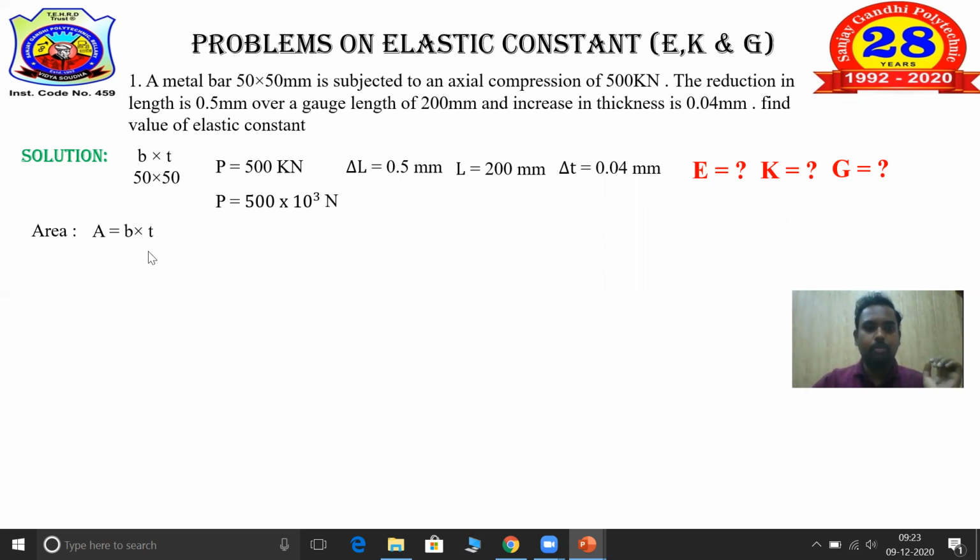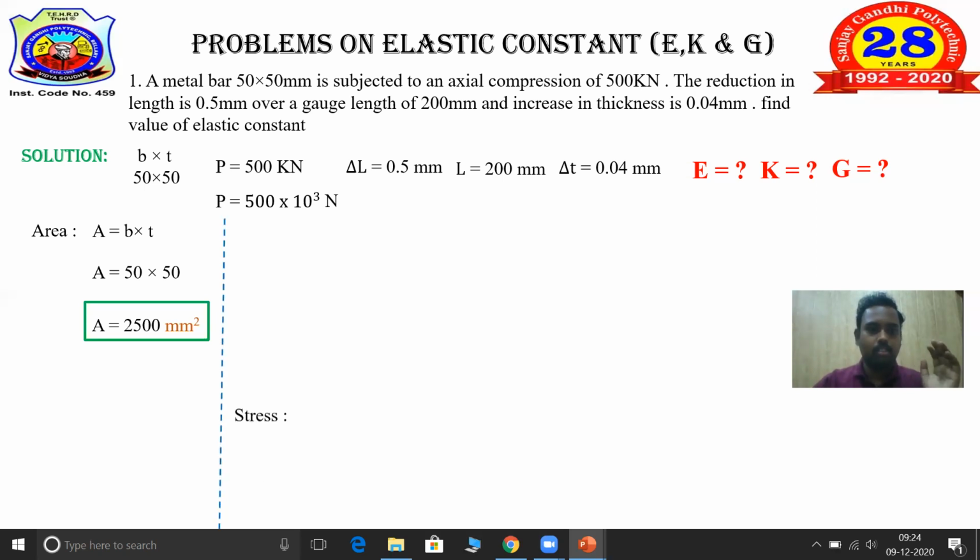Just substitute the values. Before substituting, check how many unknowns there are. Area A is unknown. What about B? Yes, we know. What about T? Yes, we know. So we have only one unknown, so we can solve. A equals 50 into 50, that becomes A equals 2500 mm square.